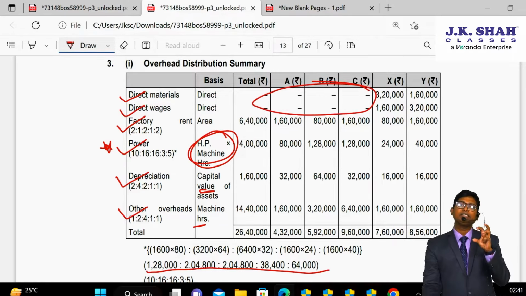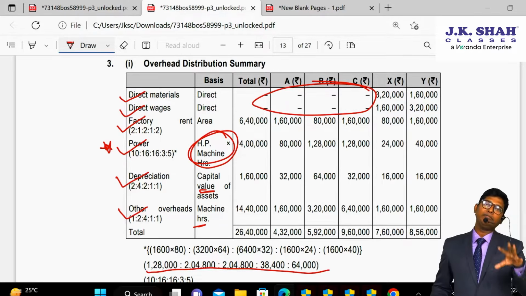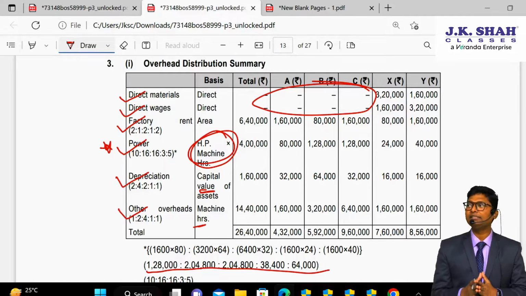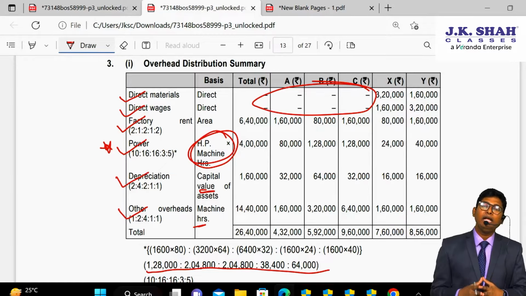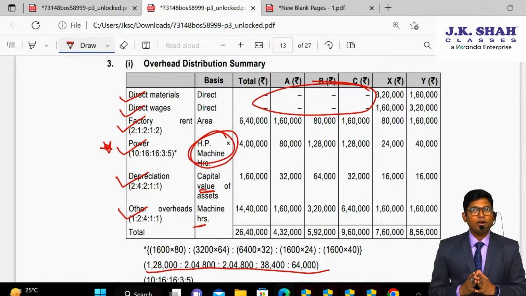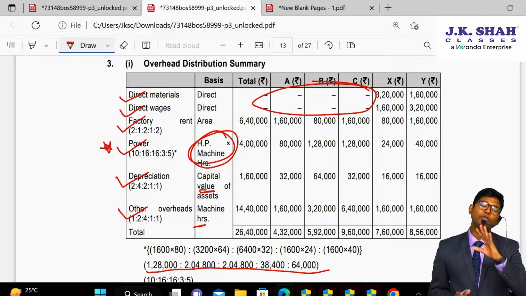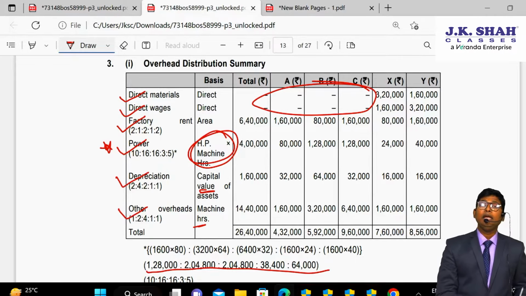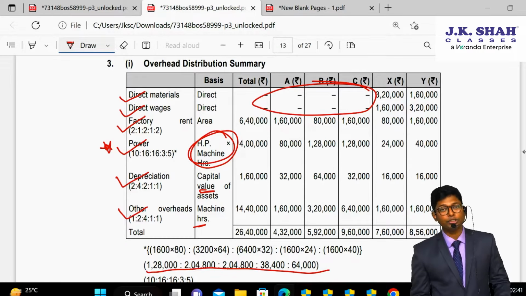Normally students consider the entire element which is given in the question, but please keep this element in mind. Whenever any direct cost for a production department is given in the question, you should ignore that. You have to consider only and only direct material, direct wages, and direct expenses of the service department and the production department. So primary distribution is over.